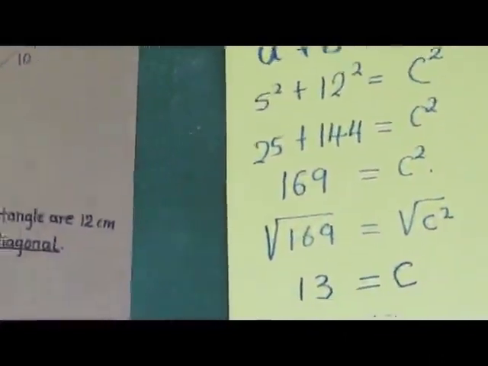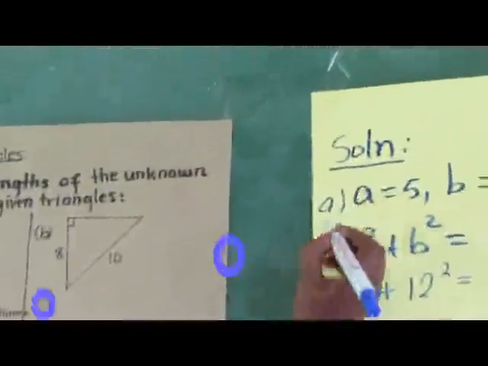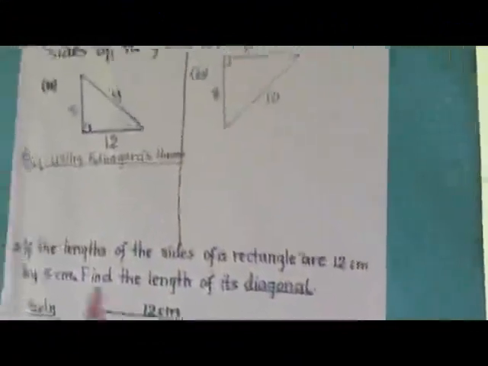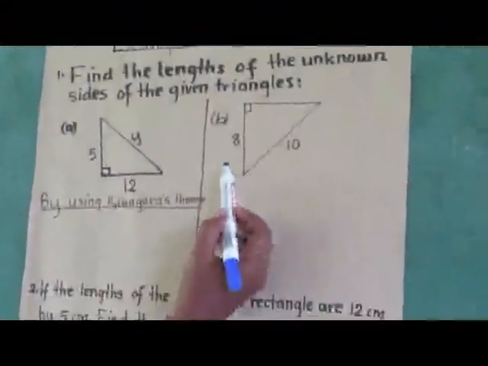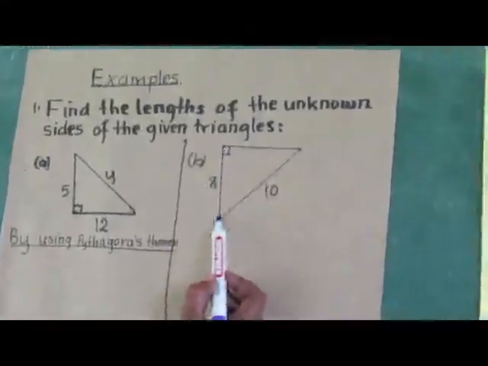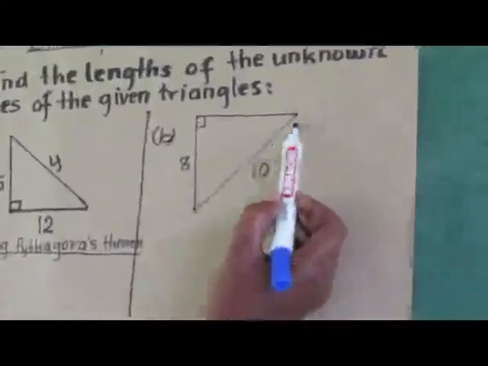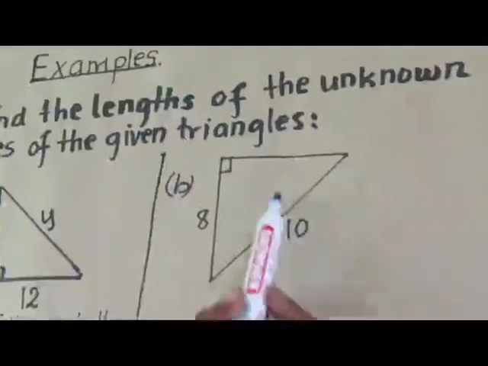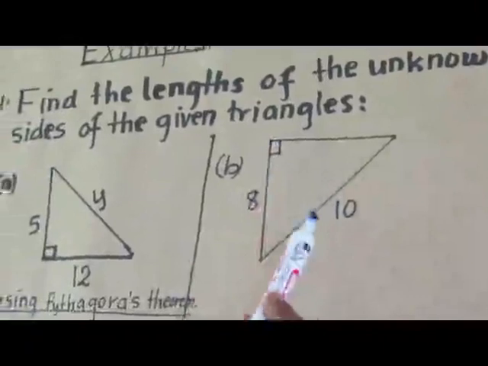Take part B of the first example. This is part A. Part B. You are also given a triangle with two sides given. The height of the triangle is 8, and this is the hypotenuse, which is 10 units. What is missing here, students?